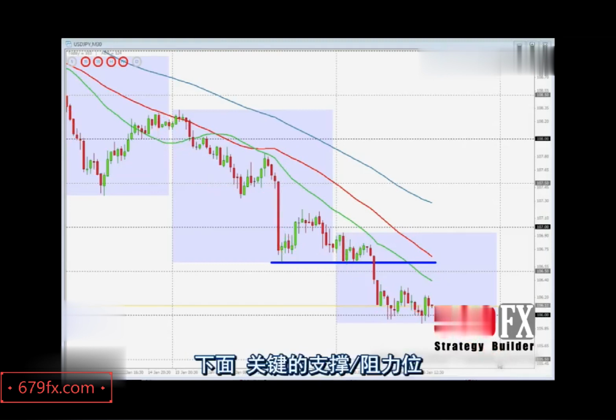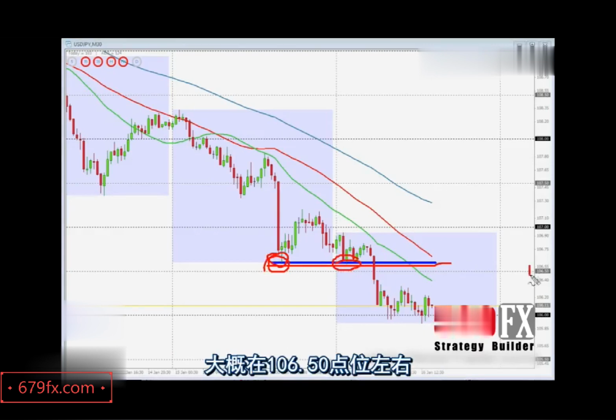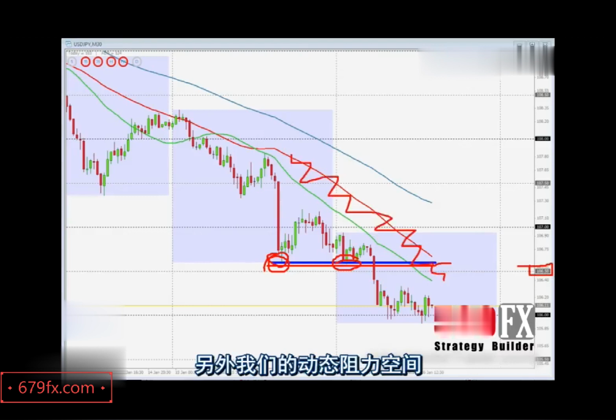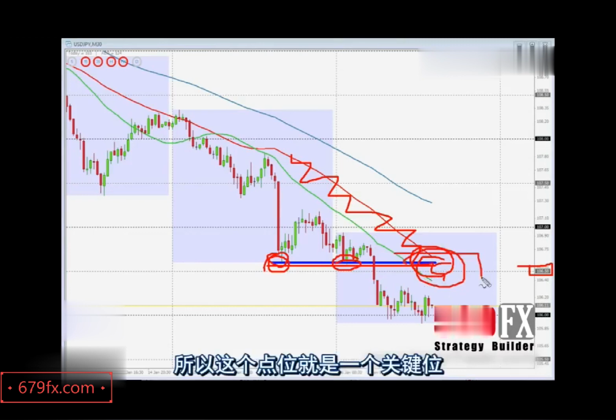Where are my key levels of support and resistance? Well, the key level, I've marked it in blue already. That's the key level of resistance above, okay? Right above us, around the 106.50. Moreover, we have the dynamic area of resistance coming around that level as well. So that's the key level to keep an eye on, okay, on this trend, at least for today.